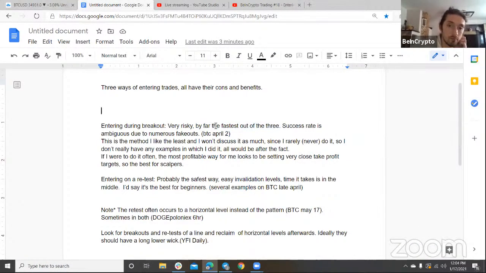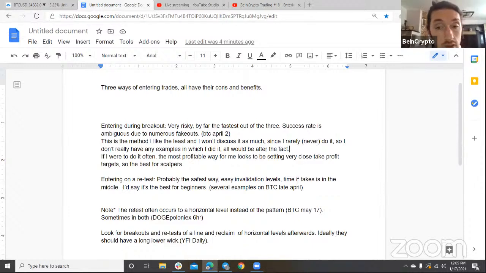Success rate, I'm leaving it as ambiguous because sure, it can be high if you do this correctly, but it's almost impossible to do it due to the frequency of fakeouts, especially in the cryptocurrency markets. So again, I rarely do this. The previous Bitcoin examples are trades which I actually did, while for this one I have to find something after the fact. The examples I'm going to be using for this, I never actually did them. I just went through the charts afterwards, and I saw examples of price action when the price acted in this way.